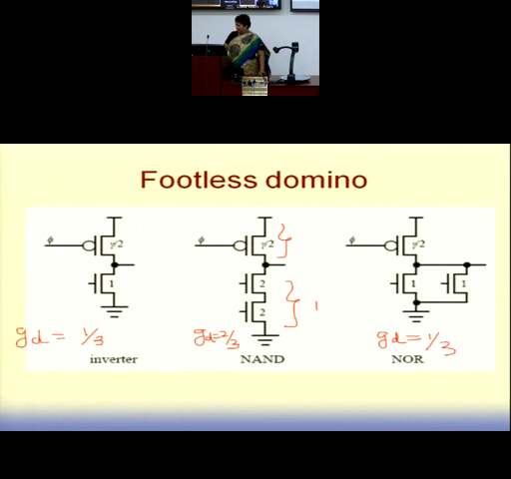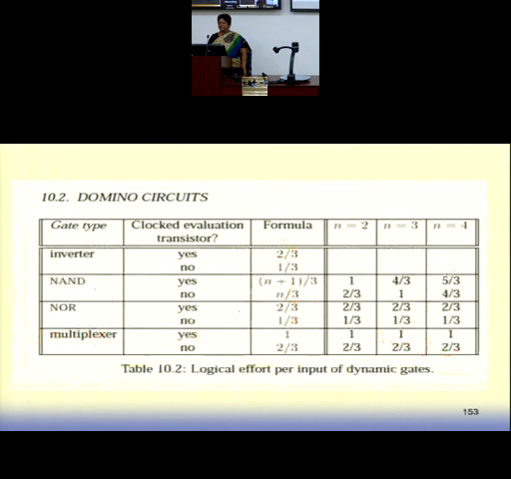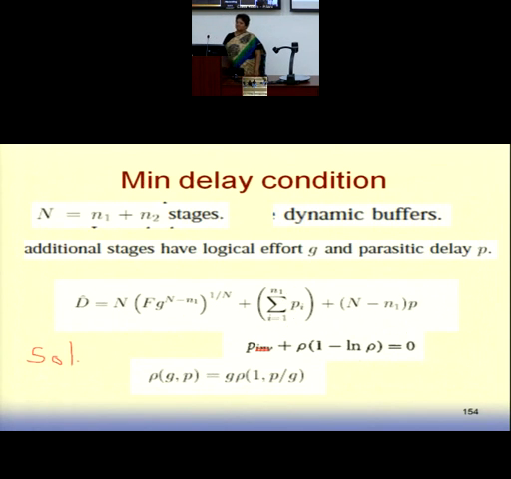Now if this is so, if I apply the same expression to domino gates, the minimum delay condition, because every gate is now a combination of 2 gates, you can apply the same expressions. May I give you this as an exercise?